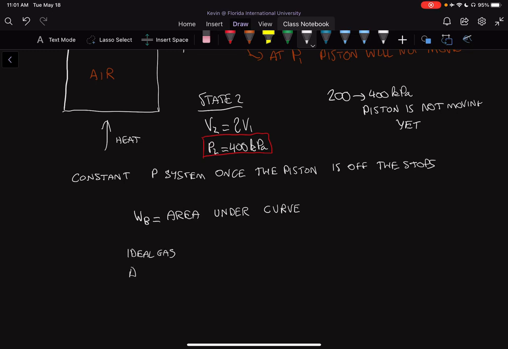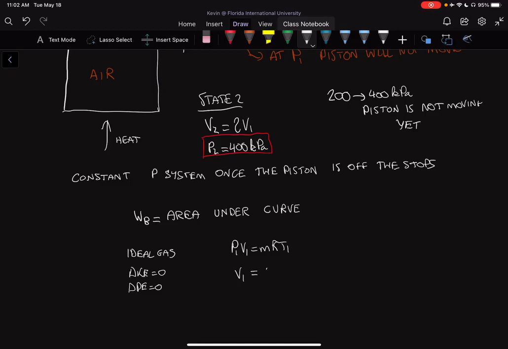And we know that delta KE and delta PE is equal to 0. Those are our assumptions, because once again, we're not given any information on kinetic energy and potential energy. And since it's an ideal gas, we can say that P1 V1 is equal to MRT1, and we can rearrange the equation to find V1.